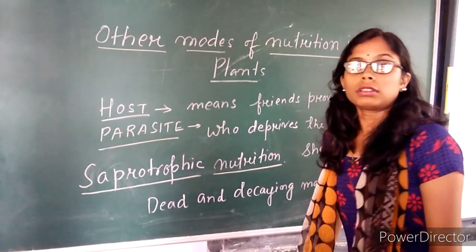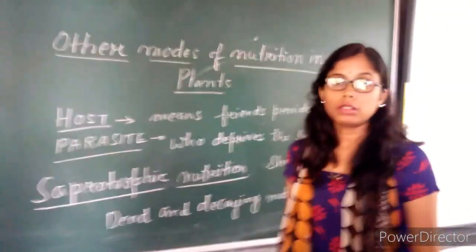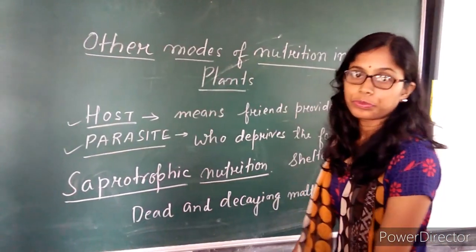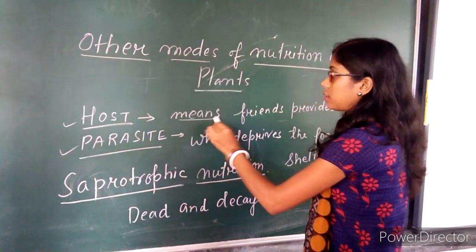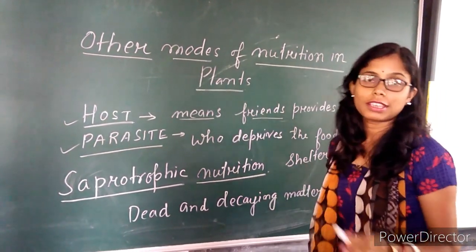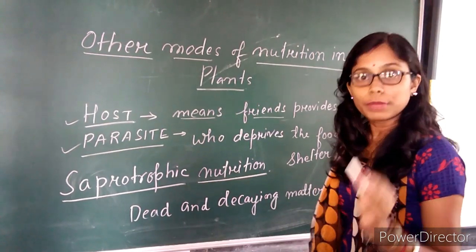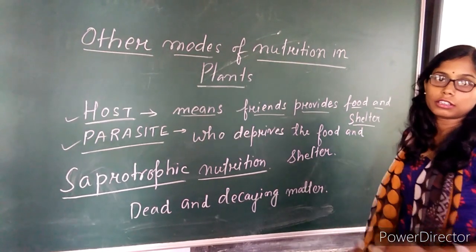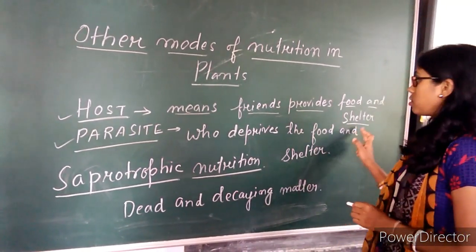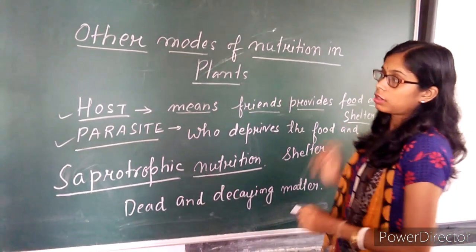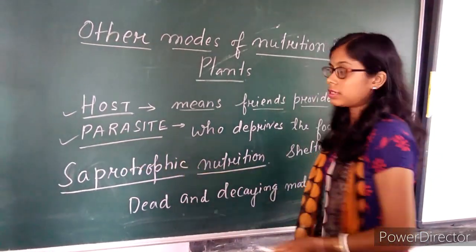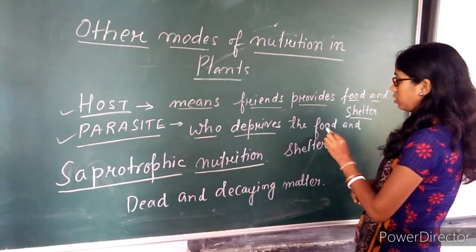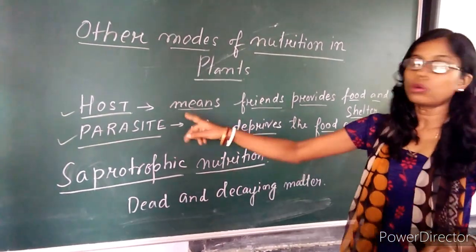Before learning other modes of nutrition, we should know what is a host and what is a parasite. Host means friend, or we can say dost. Why dost? Because a friend always provides us food and shelter. Food for nutrition and shelter for protection. And a parasite is one who takes the benefit of the food and shelter from the host.